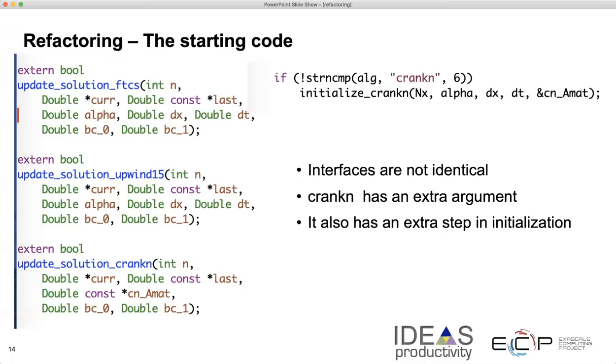So the starting code, if you look into the solution, looks like this: we have the definitions of these three functions. The important thing to note is that between these three functions, the interfaces are not identical. The update solution crank n has an extra argument, and it also has an extra step in initialization. If we want a uniform interface, because in future we may also want to exercise update solution crank n, we have to take that interface difference into account.